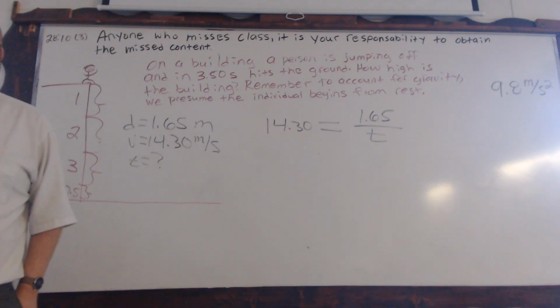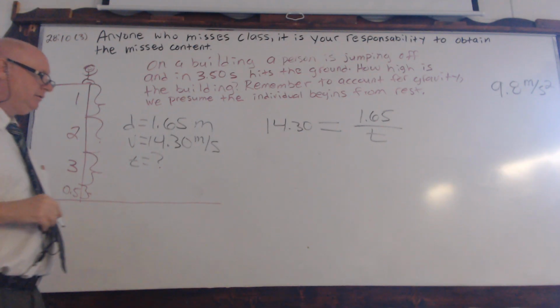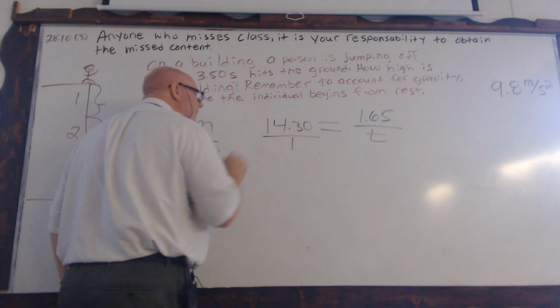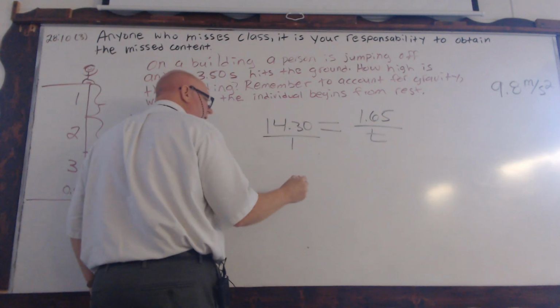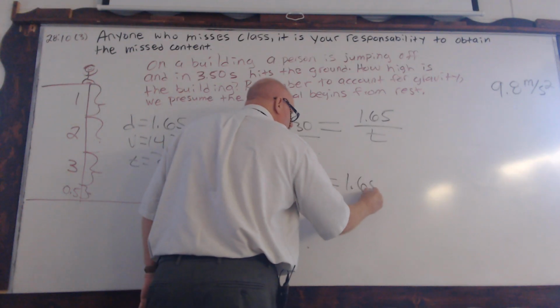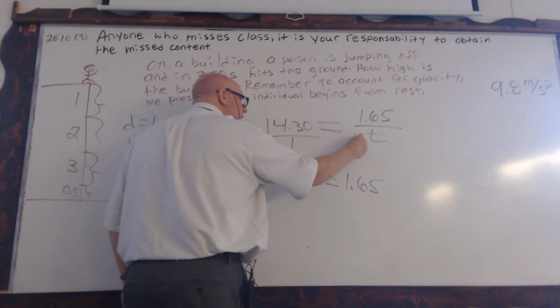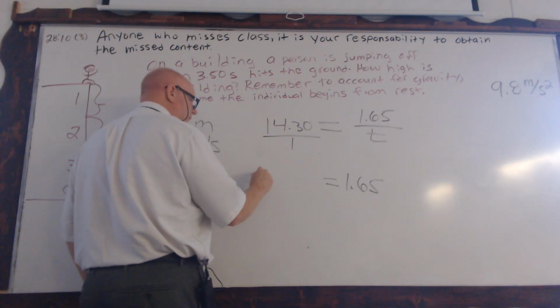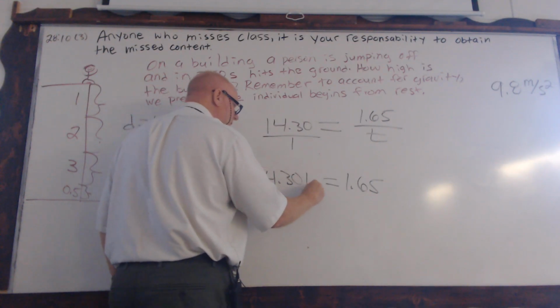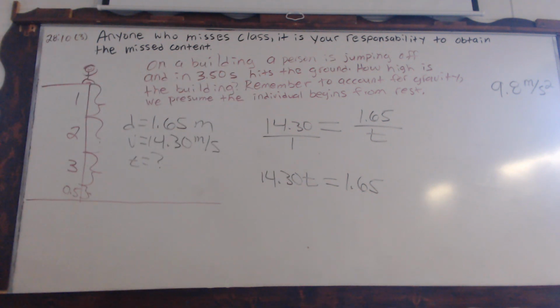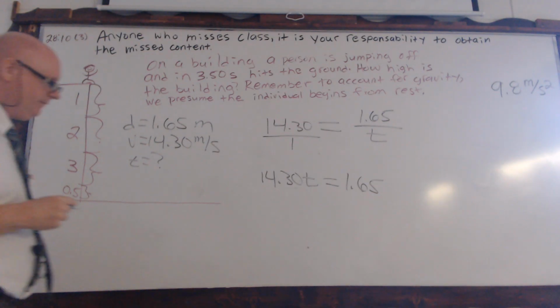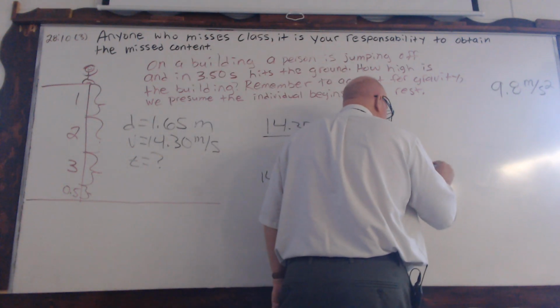So, how do we solve for time? You put a 1 under 14.3. You can, okay? So, what is 1 times 1.65? 1.65. What is a number times a letter? The letter. 14.30 T. Okay? So we need to get t by itself. So we divide each side by 14.3. And what do we get for a time?